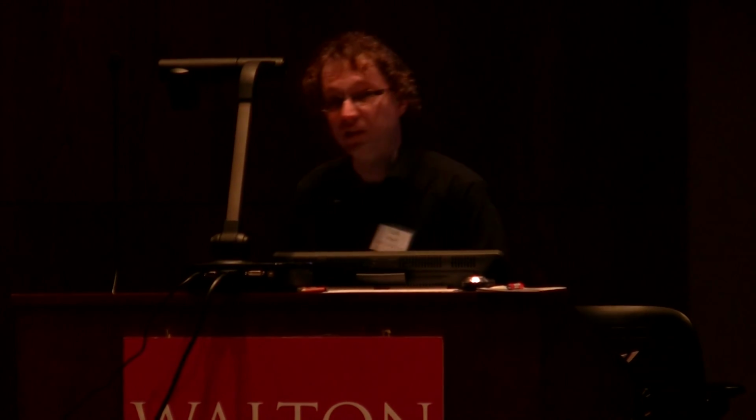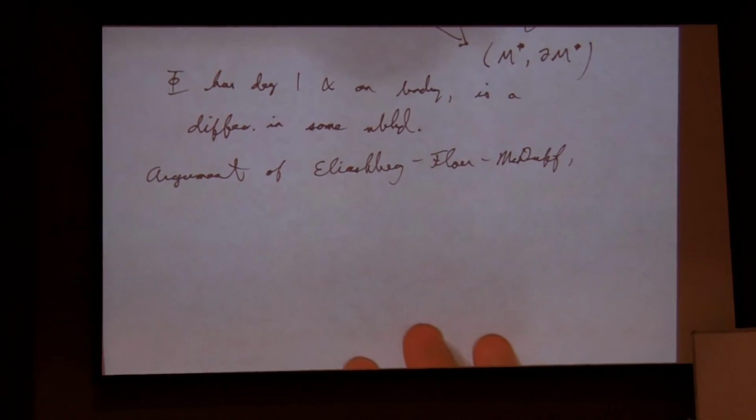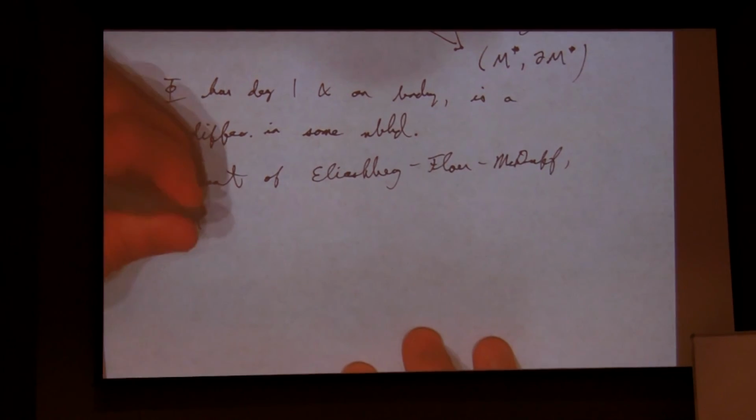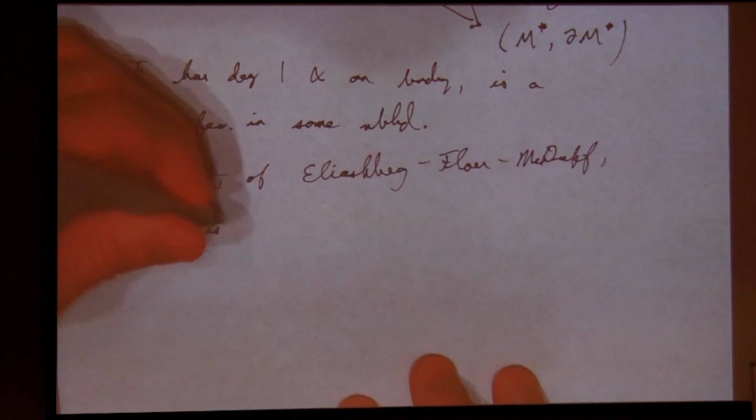So the rest is essentially an exercise in algebraic topology. I'm just going to say by the argument of Eliashberg-Floer-McDuff, we get the same conclusion that they did. They were trying to conclude that their unknown filling is contractible. What we get is that M star must be contractible.